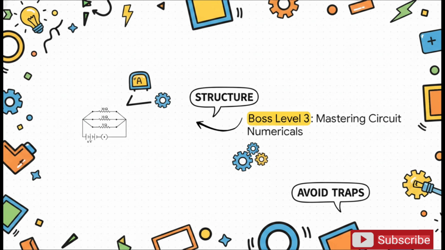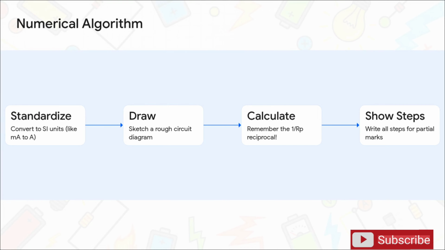But remember what we talked about at the beginning? It's not about being some natural math genius, it's about being structured, organized, and not falling for traps. To conquer a complex setup like this, you just need a system. And here is that system, the foolproof algorithm to completely outsmart the examiners. Step 1. Standardize. Scan the question and immediately convert every single value to proper SI units. Step 2. Draw. Actually, even if the question doesn't specifically ask for it, sketch a quick rough circuit diagram. It genuinely helps your brain map out the problem.